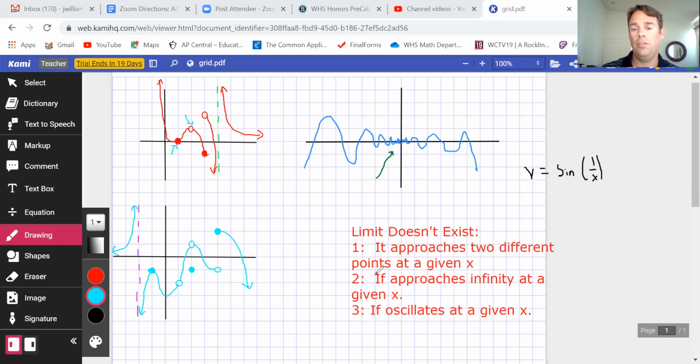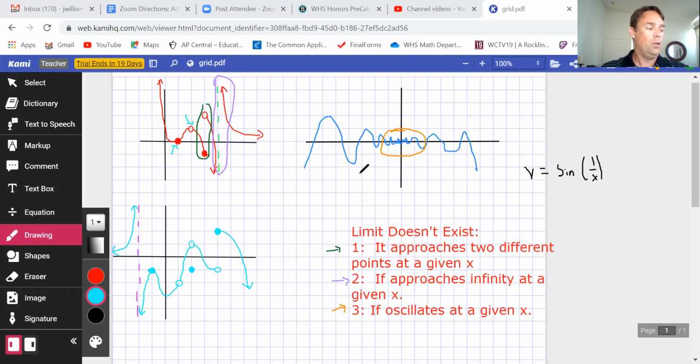We're going to be dealing with these ones. When it approaches two different y values, that's this one. We're going to be dealing with it approaches infinity. That's this one. And then if it's oscillating, again, the one that we're not really going to be dealing much with, that's this one right here. So that's when our limit doesn't exist.